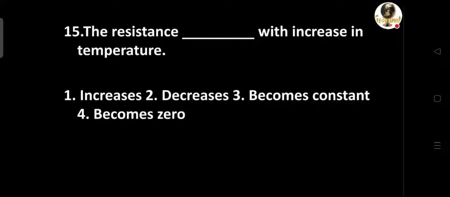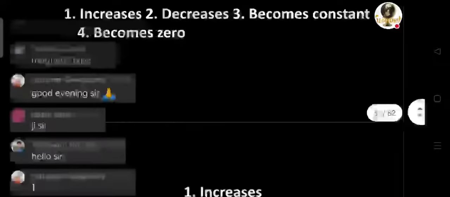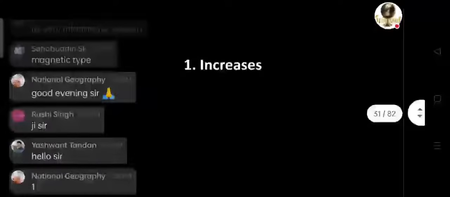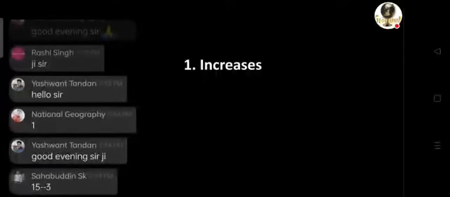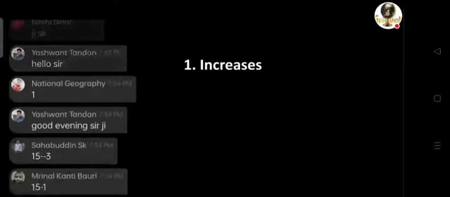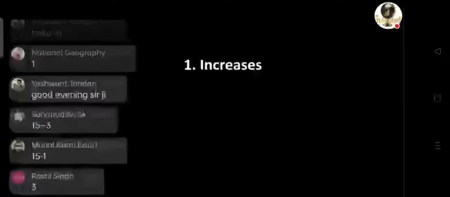The resistance of a material increases with an increase in temperature. So increase is the correct answer. Question number 15: increase is the correct answer.